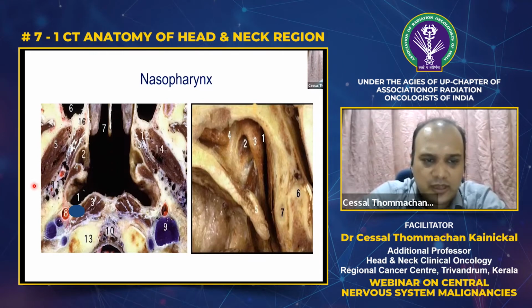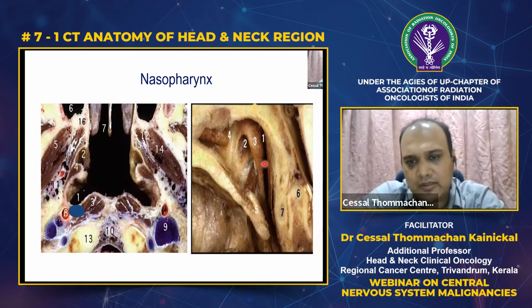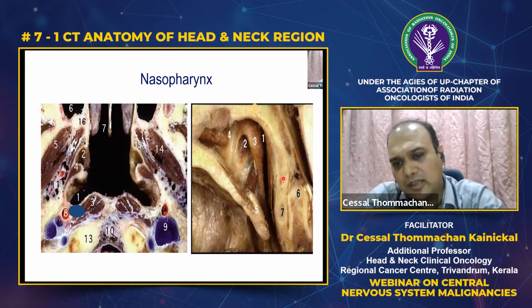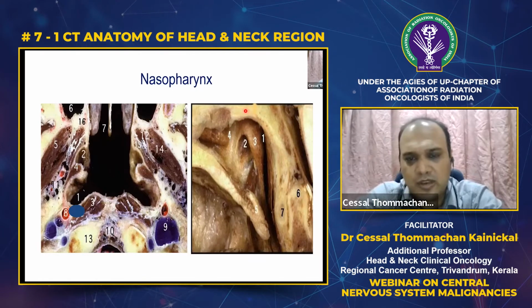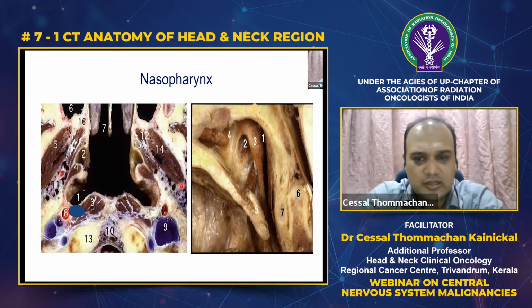It can involve the ear. So it can go down into the oropharynx. It can go posteriorly, it can involve the clivus, this is the sphenoid, the base is sphenoid. So this is how the nasopharynx boundaries are.